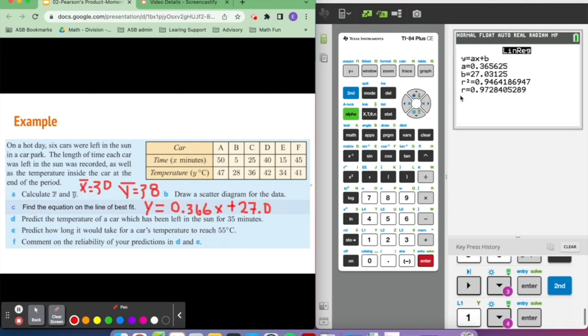Also, let's notice the R value. I know they don't ask us in this question what the R value is, but we have an R value of 0.973. This is a huge number. It's super close to 1. So we have an almost perfect correlation here.